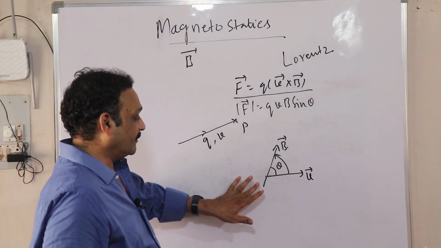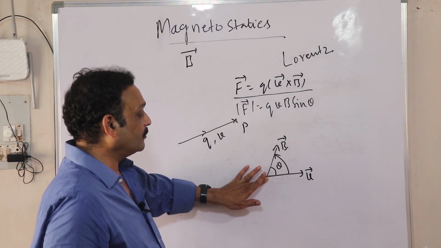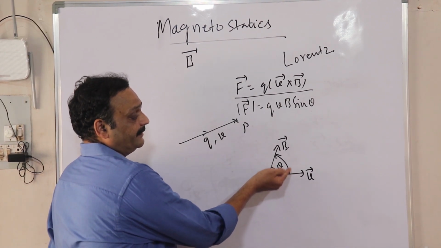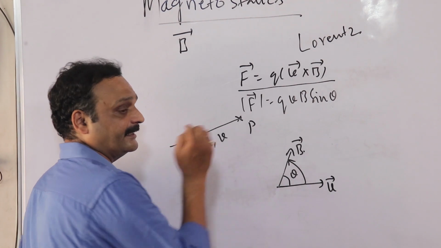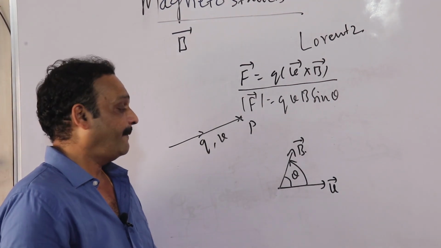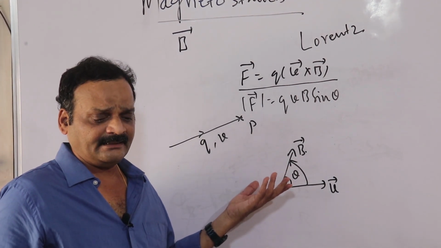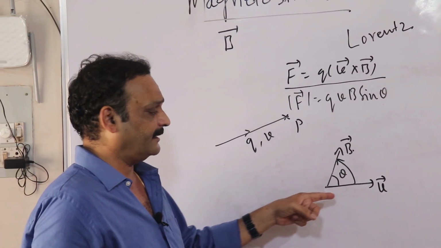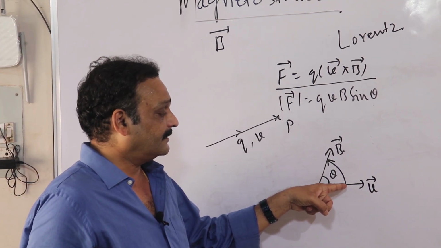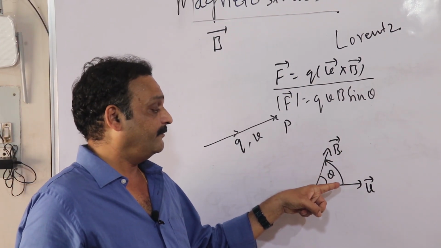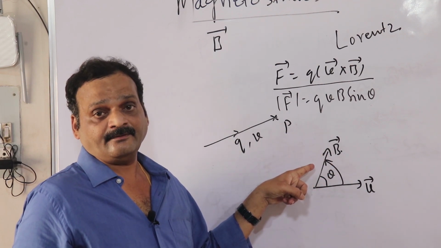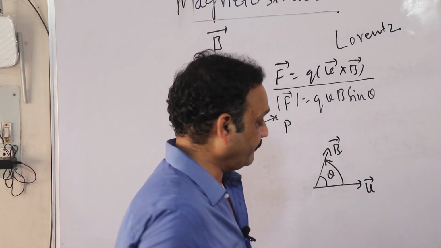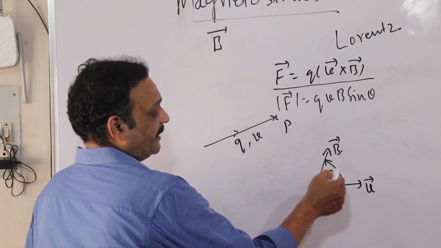Now, how do I close my right hand fingers? Closing them from v to B, I can close like this or like this. Both are v and B only. Then which way to close? Some people think it is clockwise or anti-clockwise. No. It is the smaller angle between them. Whichever direction is the smaller rotation, in that direction you have to close your right hand four fingers.